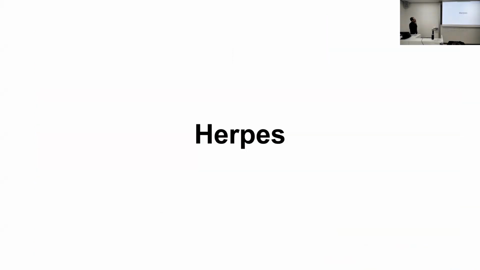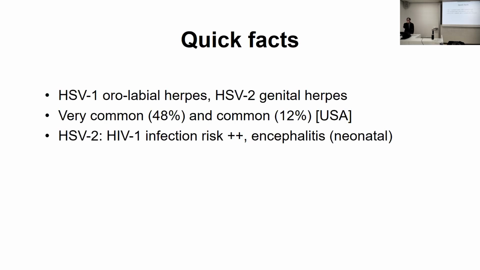Okay, so I will first talk about herpes. Just maybe some quick facts. There are two herpes viruses that circulate in human populations. There is one that is responsible for oral labial herpes and the other for genital herpes, although now they tend to mix with one another, especially in the genital area.